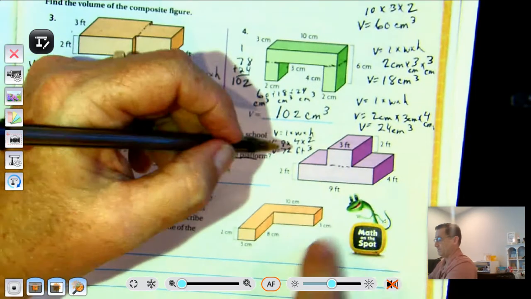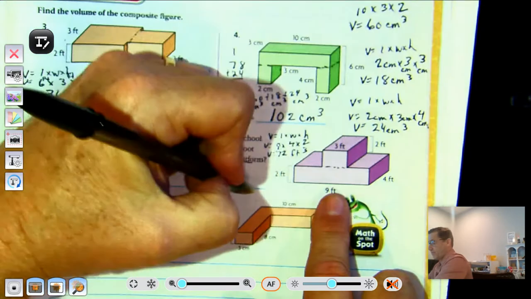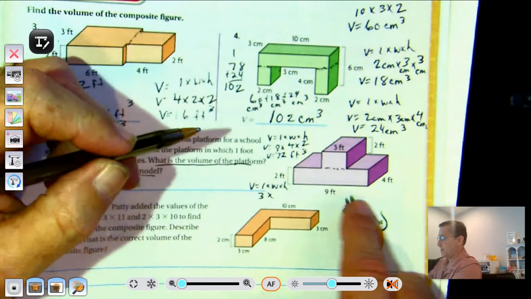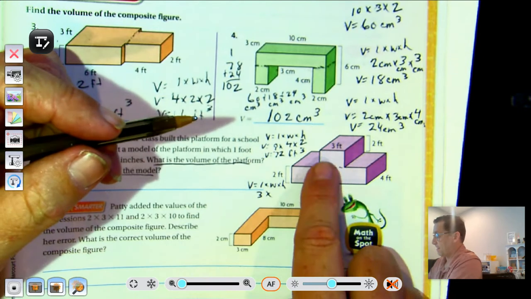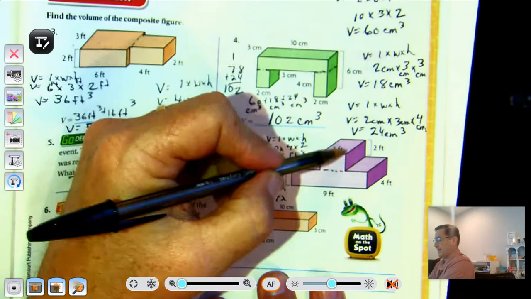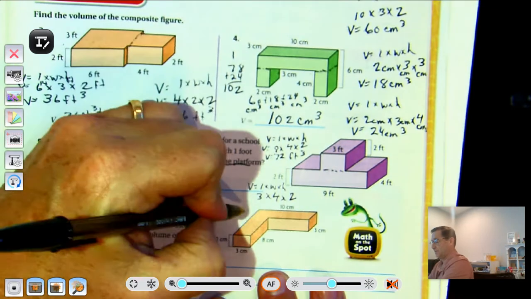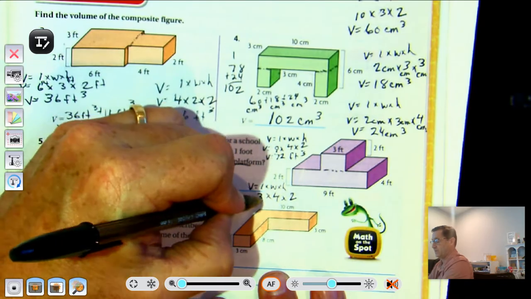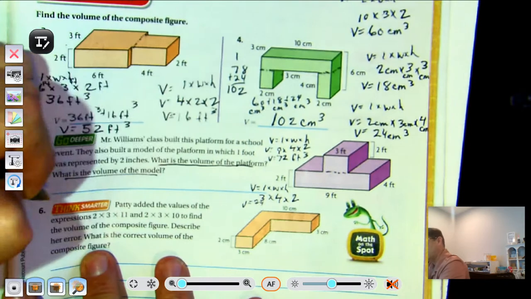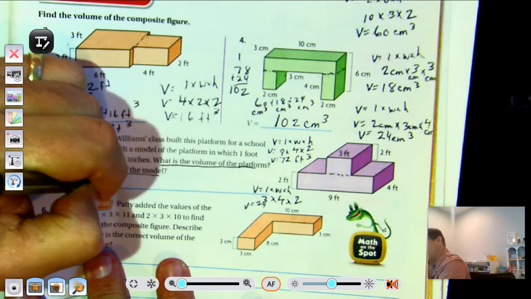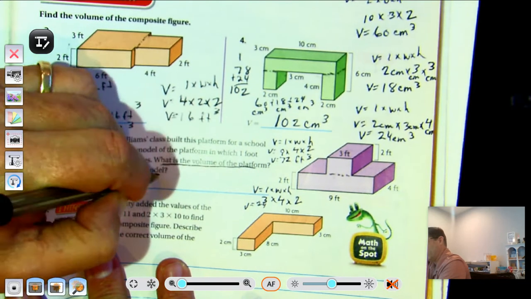And the top one has a length of 3, a width of 4, and a height of 2. So the volume of that one, 4 times 2 is 8, 8 times 3 is 24. So 72 plus 24 equals 96 cubic feet.